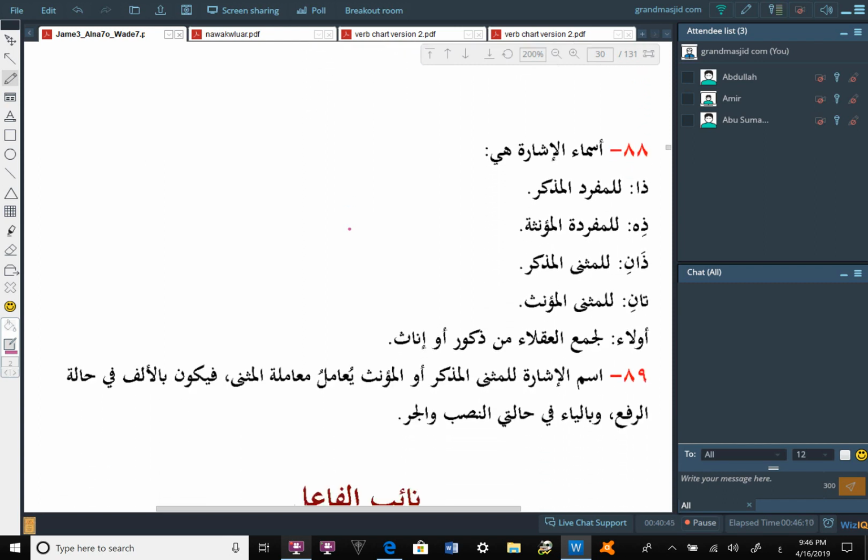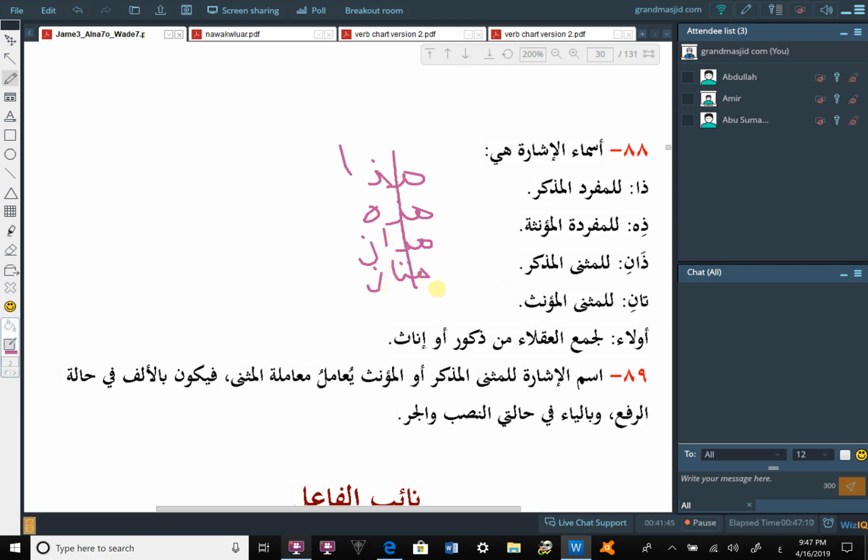In Arabic, the asma'ul ishara are ذا للمفرد المذكر, for the singular masculine; dhihi for the singular feminine; then dan for the dual masculine; tan for the dual feminine; and ula'i for those things which are intellectual, the aqil, whether masculine or feminine. Now, we are used to seeing hada, hadihi, hadan, hatan.